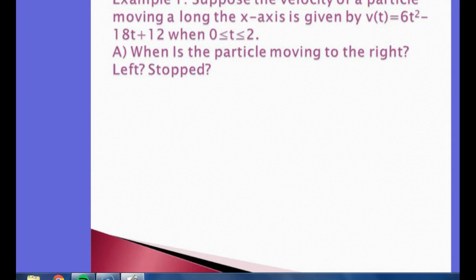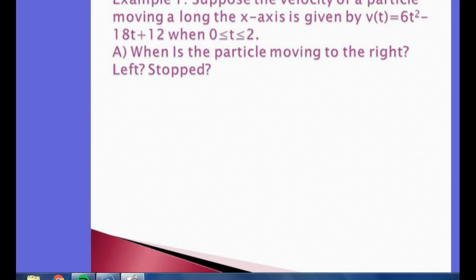Like I said, the only way to really do this is to walk through a problem using all that terminology. What's nice is this is similar terminology to derivatives with position, velocity, and acceleration. We haven't talked about derivatives with PVA for a really long time. So it says, suppose the velocity of a particle moving along the x-axis is given by v(t) = 6t² - 18t + 12 from 0 to 2. So we have a really small increment, we're only talking 0 to 2. When is the particle moving to the left, moving to the right, and when is the particle stopped?